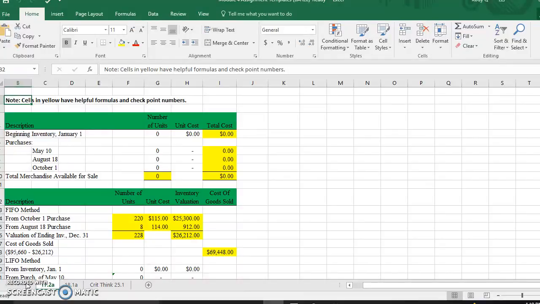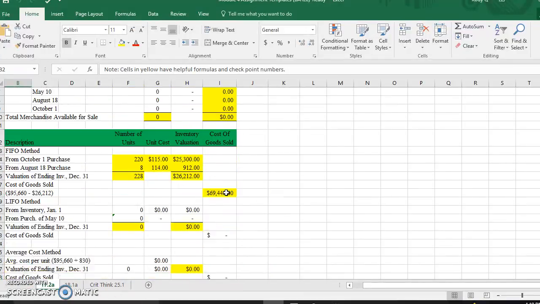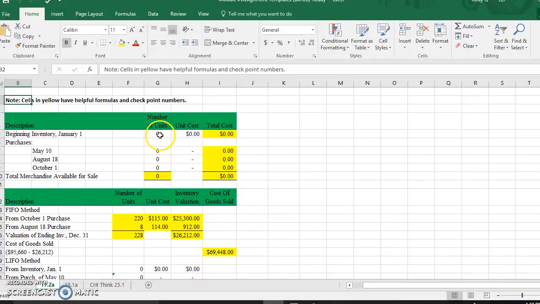So what you're going to want to do here is you're going to be computing the inventory costs under the different valuation methods and applying the lower cost or market method rule. So I've built all of the templates here for you to help you come up with some examples. The first thing you're going to want to do here is figure out your total number of units. And again, the cells in yellow will have some helpful information for you.